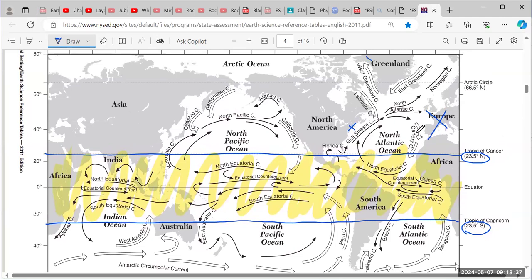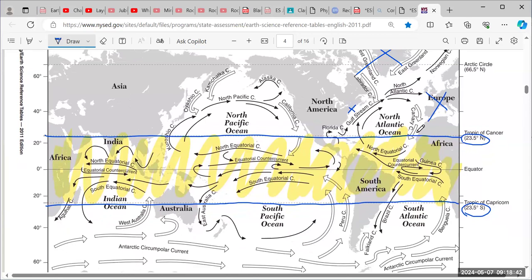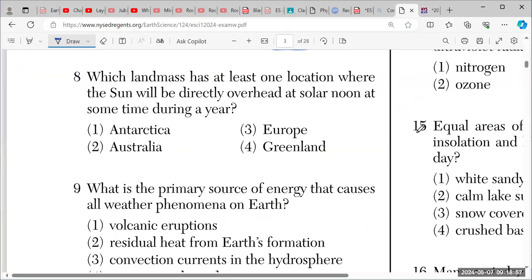Greenland is outside this range. That can't be it. However, Australia, there is a part of Australia right here that is inside of this range, right? And so that's the reason why part of Australia, at some point throughout the year, will receive 90-degree sun rays. At least a location in Australia will. The sun will be directly overhead at solar noon. So the correct answer is choice 2.